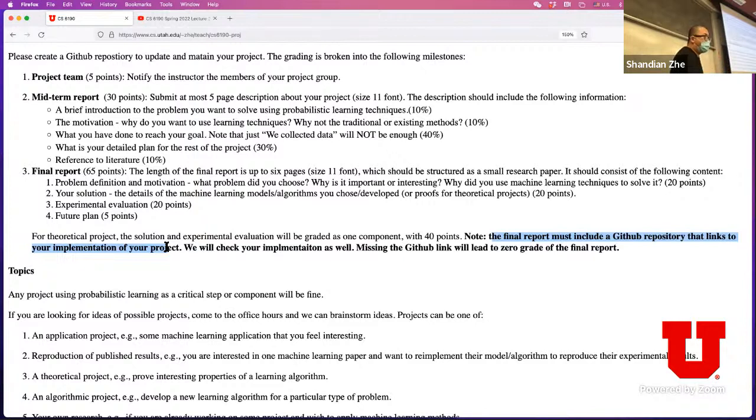The final report is not made by our mind, right? It's actually made by our actual efforts.